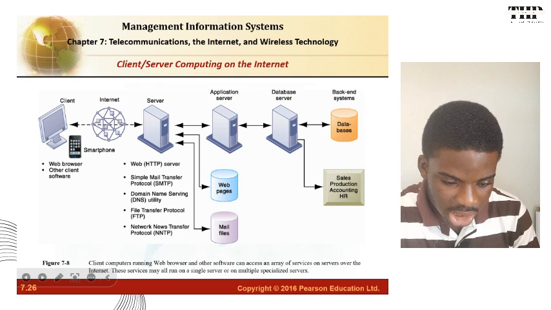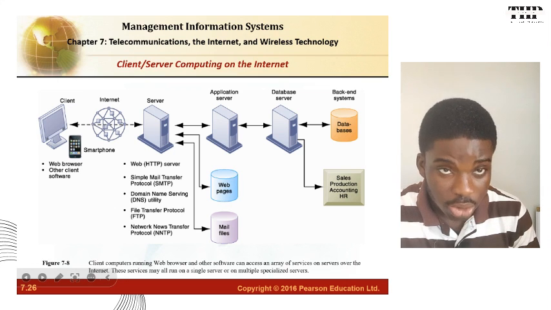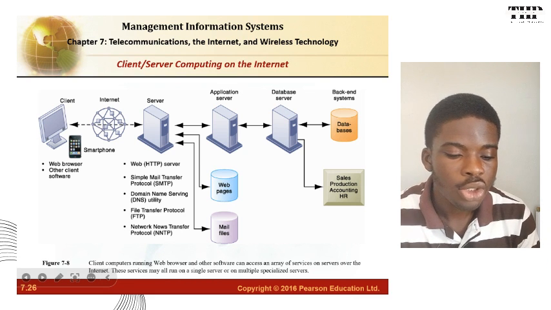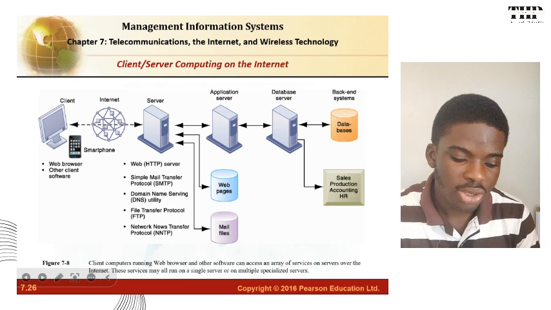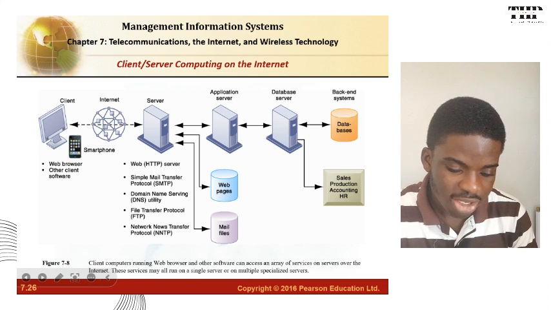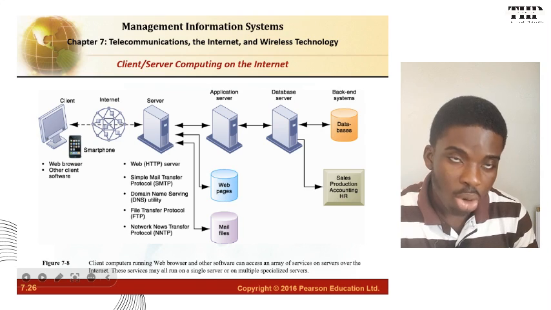The server also has web pages and mail files. So depending on what you want, you can just choose and retrieve. Anyway, this extends to here, here, and here. This is a client or server computer on the internet, right? The client's computers running a web browser and other software can access an array of services on servers over the internet. These services may all run on a single server or on multiple specialized servers. Right, so the server can either be one or multiple.